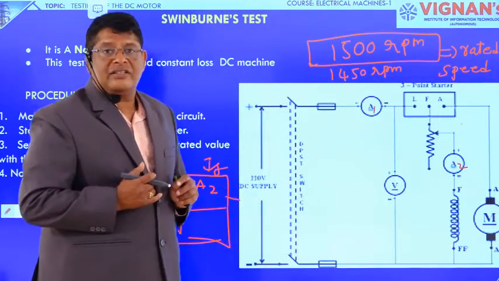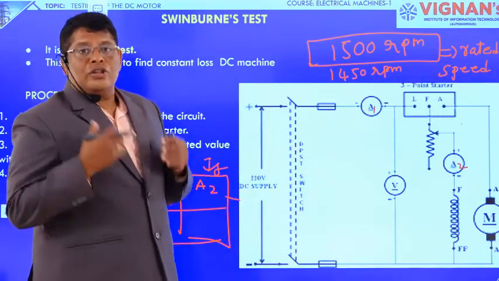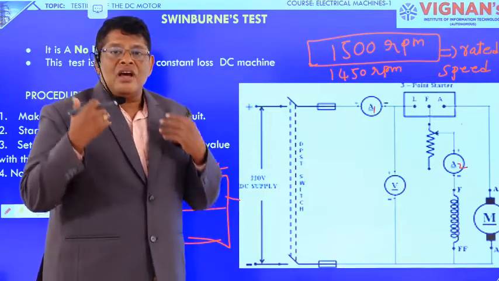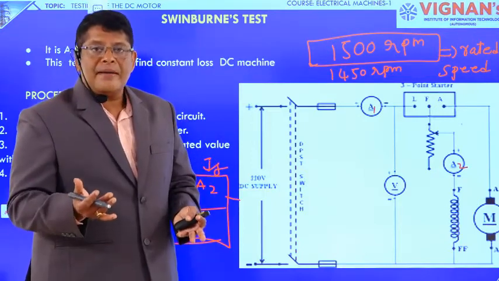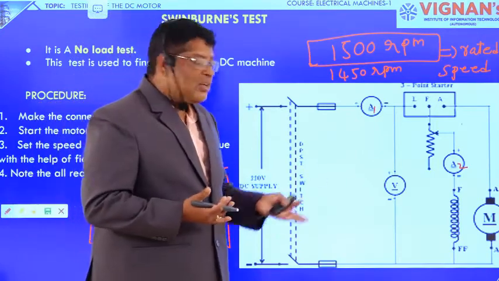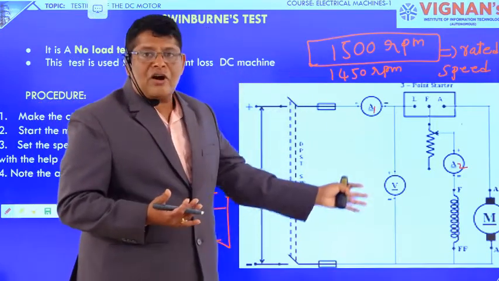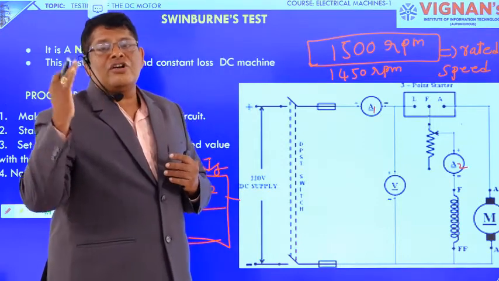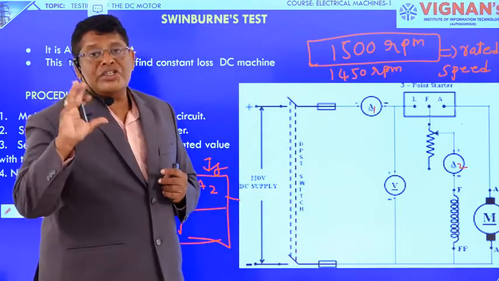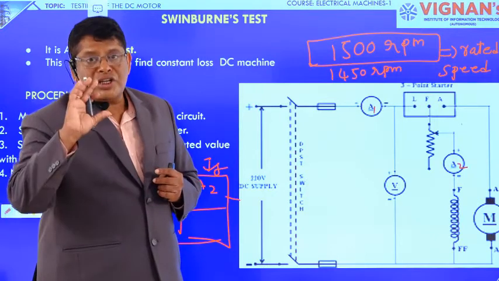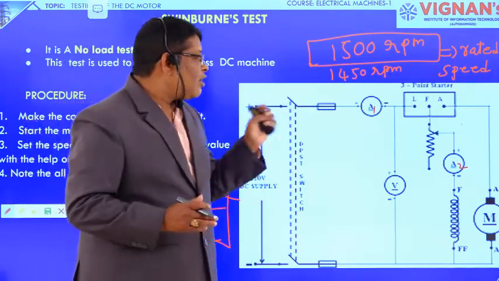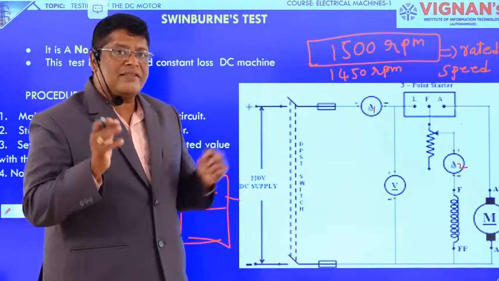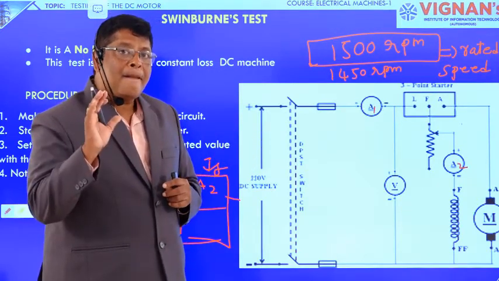It is the no load test. At no load also, the motor is taking some amount of power, meaning it is going to supply the losses in a motor. So what are the losses? Field copper loss and armature copper loss, and the remaining power goes to supply the constant losses in a motor. Nothing but rotational losses. The rotational losses plus shunt field copper loss are nothing but the constant losses.